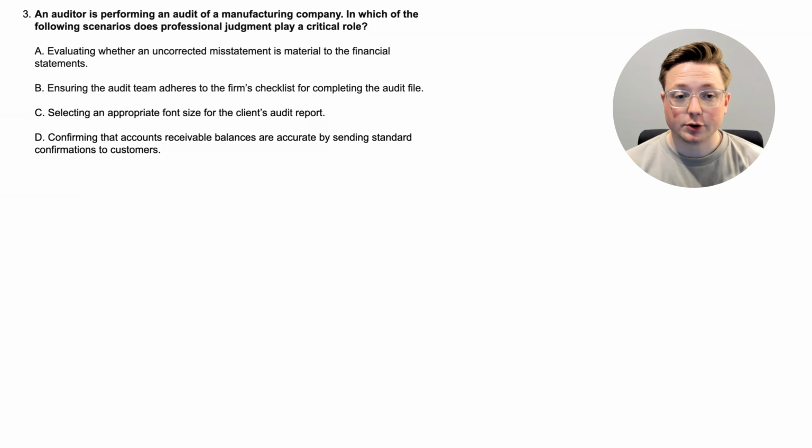All right, here we are at question 3. An auditor is performing an audit of a manufacturing company. In which of the following scenarios does professional judgment play a critical role? Okay, is it A, evaluating whether an uncorrected misstatement is material to the financial statements? Is it B, ensuring the audit team adheres to the firm's checklist for completing the audit file? Is it C, selecting an appropriate font size for the client's audit report? Or is it D, confirming that accounts receivable balances are accurate by sending standard confirmations to customers?